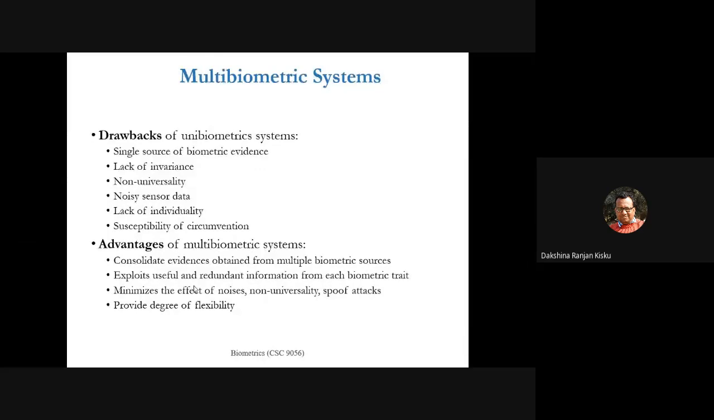Then unibiometric systems can have noisy sensor data, and due to noisy sensor data, they exhibit low performance. Whenever the biometric algorithms or feature extraction techniques exploit this noisy data, it gets mixed up with the original, relevant features, and that makes the system perform poorly. Ultimately, unibiometric systems exhibit low performance and recognition accuracy decreases. Another drawback is lack of individuality, and then susceptibility to circumvention. These two are further drawbacks of unibiometric systems.